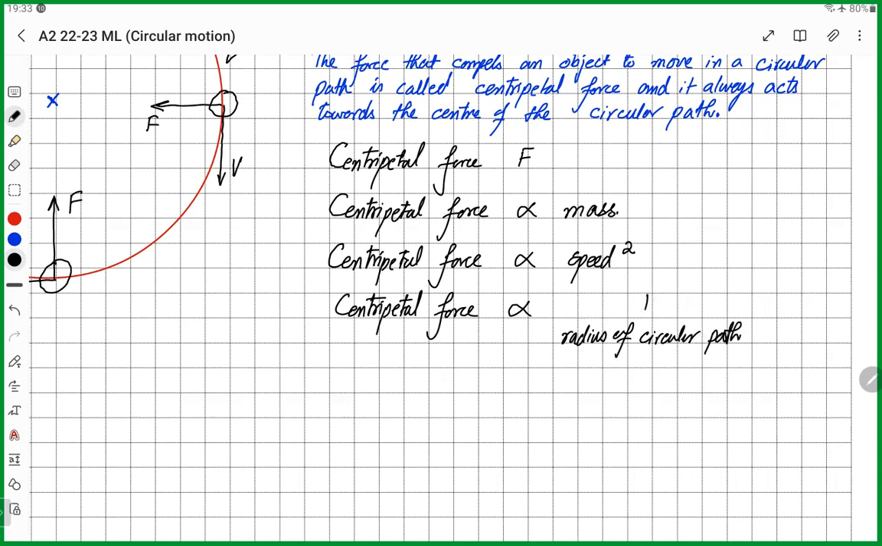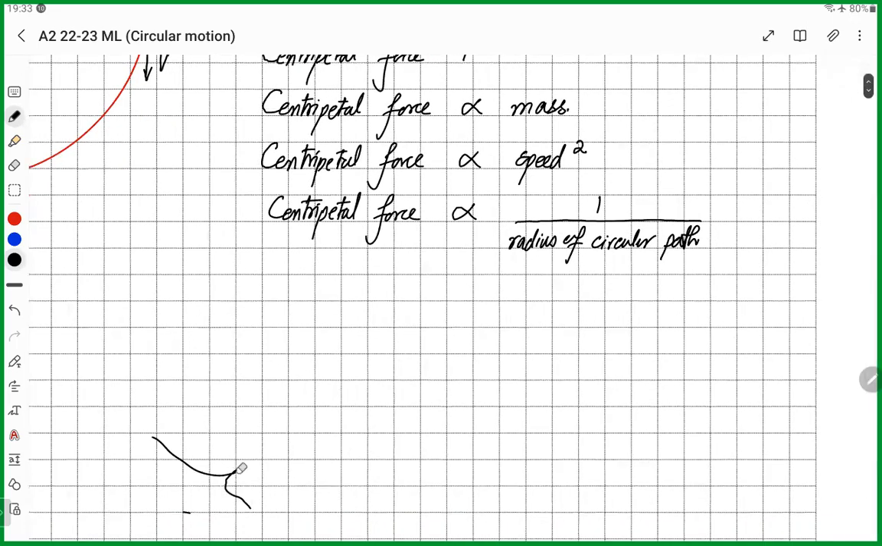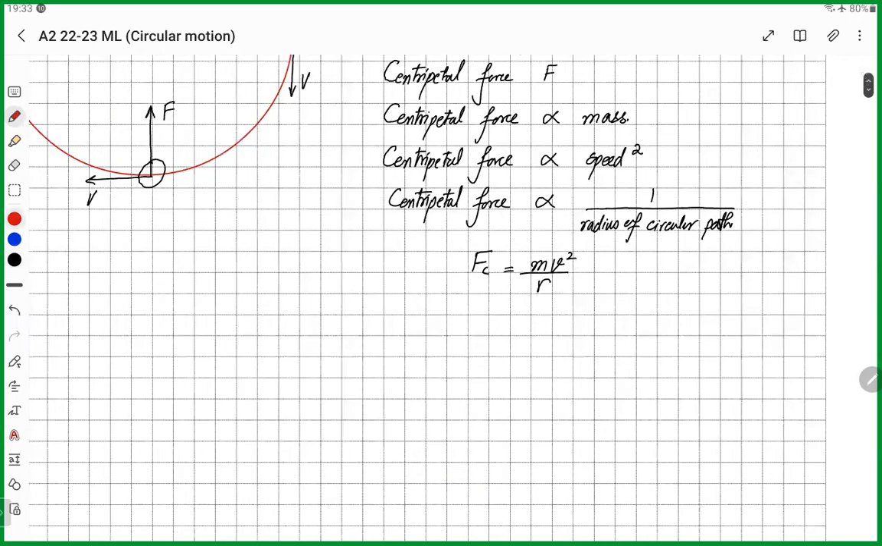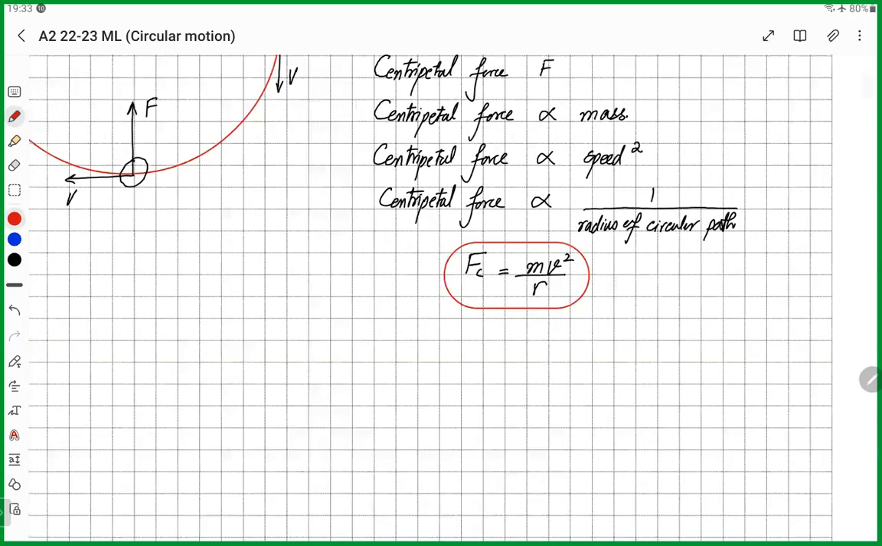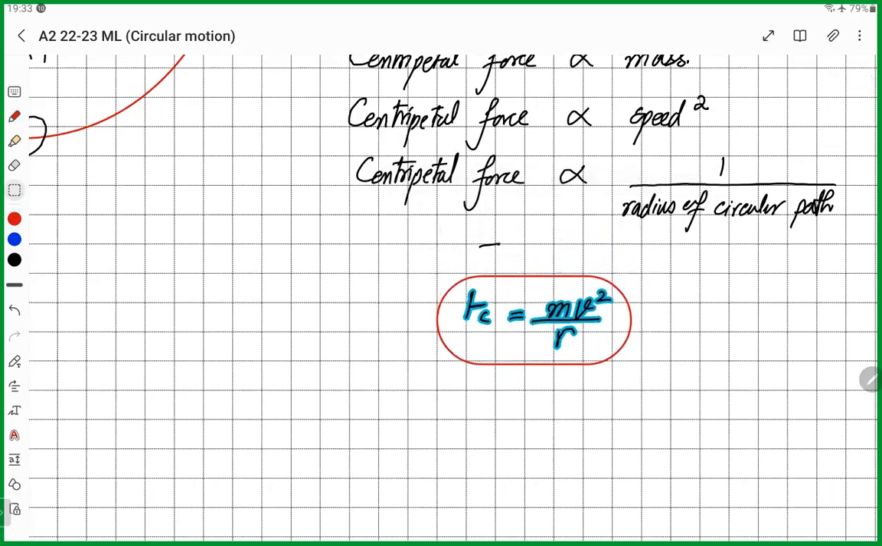So if we merge these three things, we will end up with the formula for centripetal force, which is centripetal force equals mass times speed square divided by the radius of the circular path. Now, this is a very important formula. Units, remember in these formulas, units are very important. You cannot use any unit you want to.